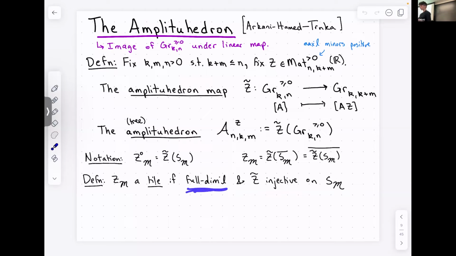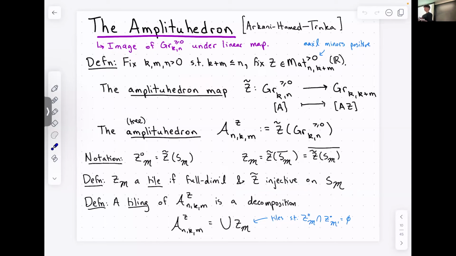The full-dimensional condition is what I said earlier: we're always interested in computing volumes, so we want to decompose into full-dimensional pieces. And the injectivity assumption has to do with getting pieces whose volumes we understand. I'm not going to go into detail, but that's where it comes from. So those are our pieces, these tiles, and tilings are the kind of decomposition we'll be interested in. A tiling of the amplituhedron is just any way of breaking the amplituhedron up into tiles with disjoint interiors, so non-overlapping tiles. Any questions?